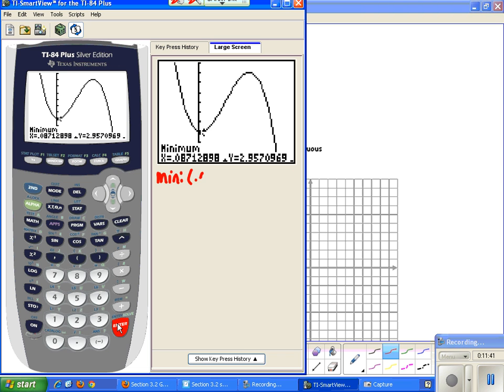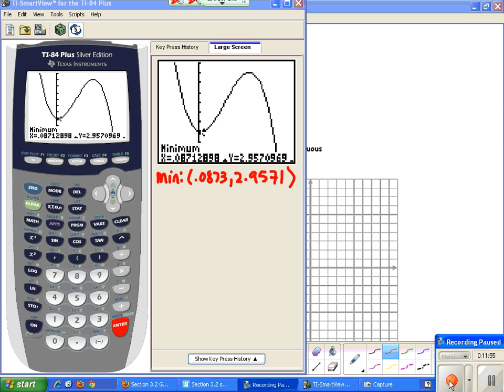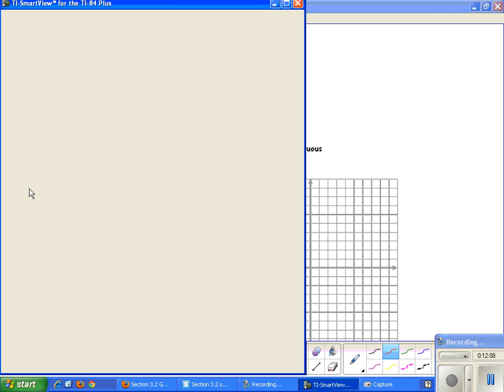value of 0.0873, comma 2.9571. So that would be my minimum. And I just realized I put 7.3 and it's actually 7.1. So 0.0871. Then I would do the same thing for my maximum.